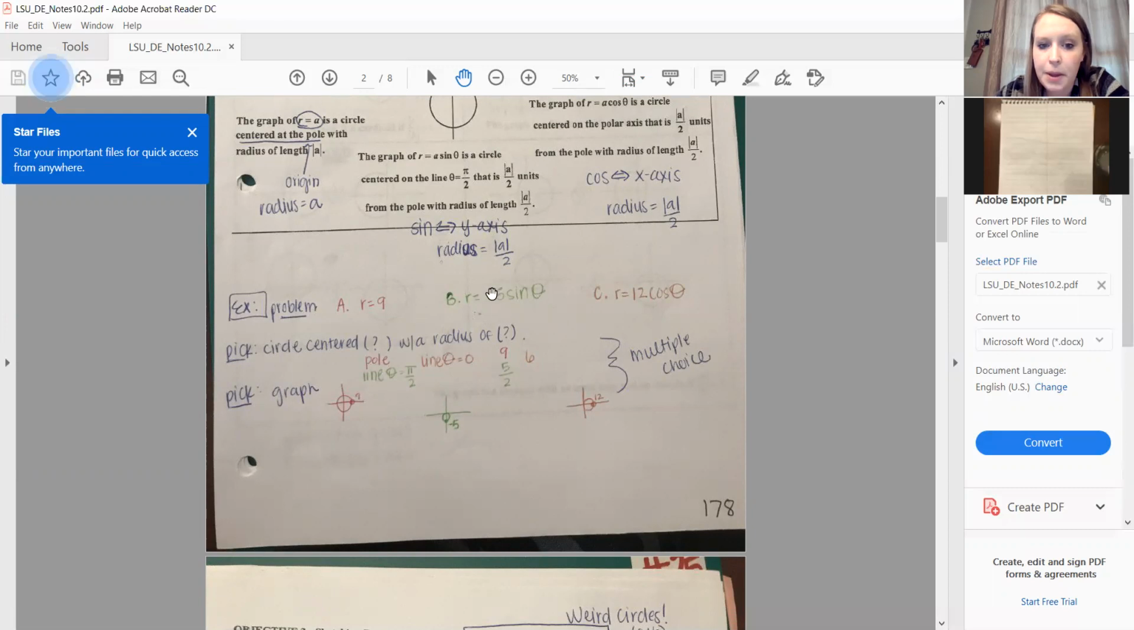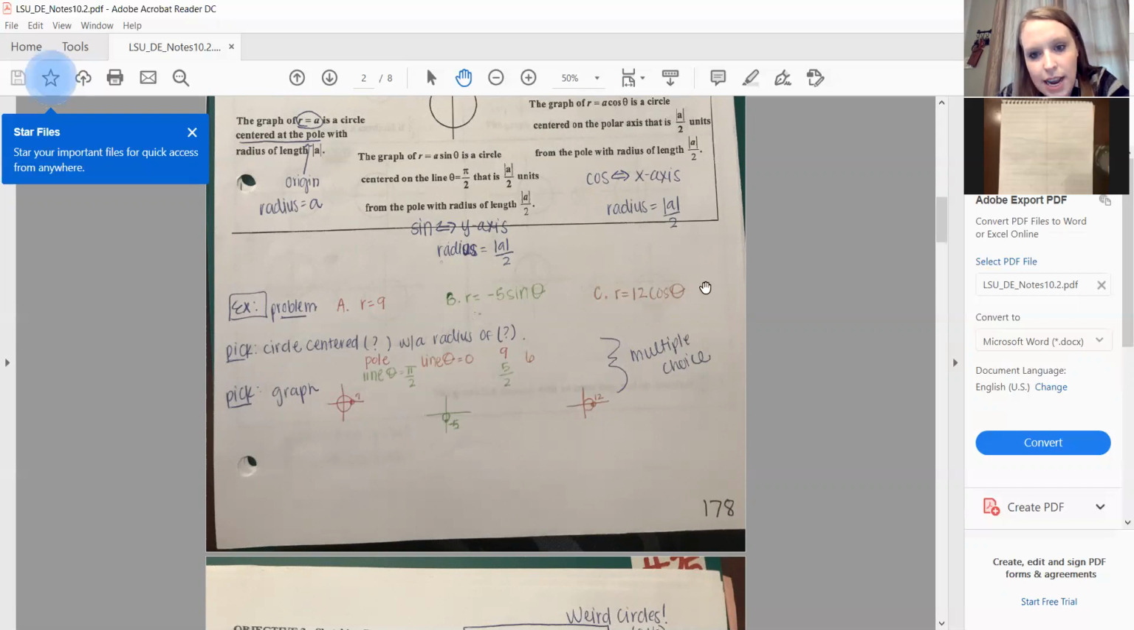B is a sine function, so it's going to be centered on the y-axis. That's the line theta equals pi halves, because pi half is right here. So it's centered at the line theta equals pi halves, with a radius of, remember, you've got to divide, 5 divided by 2. Because that 5 is negative, it's going to be on the bottom half, and the diameter is actually 5, but the radius is 5 over 2.